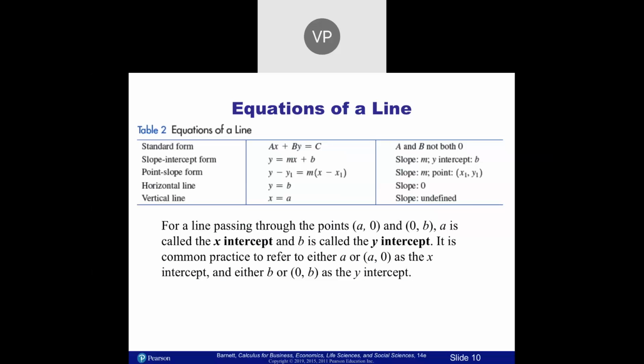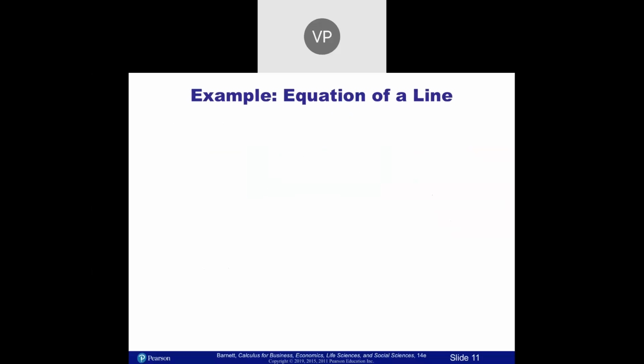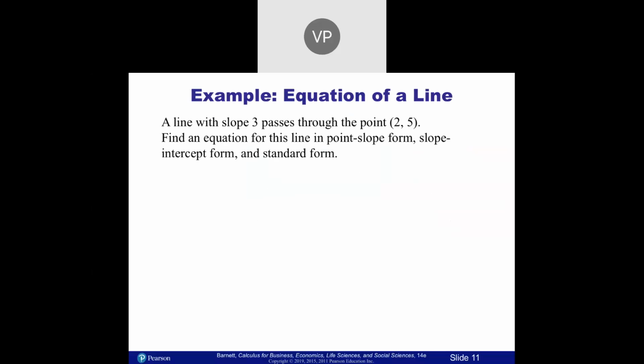Okay, so we have all the different forms, and like I said, we talked about this ax plus by equals c. I mentioned the slope-intercept form before. This is the old point-slope form, and then you have your horizontal and vertical lines like this. So these are all different forms. We're going to bounce around between them just to show you what the different ones are. So, equation of a line. We have a line with a slope passing through the point 2,5. Find an equation of this line in the point-slope form, the slope-intercept form, and the standard form.